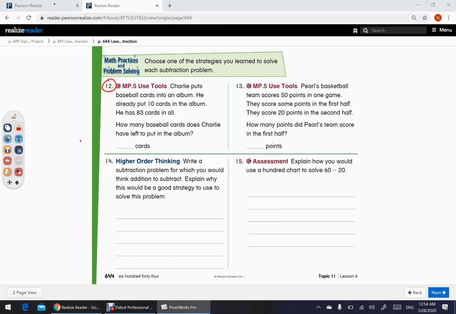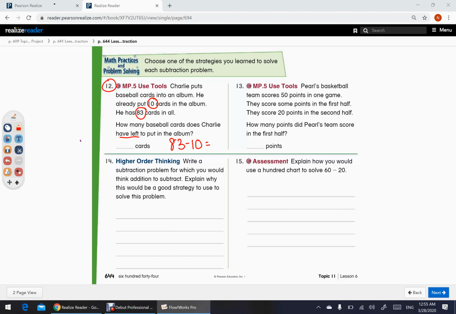Charlie puts baseball cards into an album. He already put 10 cards in the album. He has 83 cards in all. How many cards does Charlie have left to put in the album? Circle the numbers. Look for the keywords. Have left. So you know that this equation will be 83 minus 10.